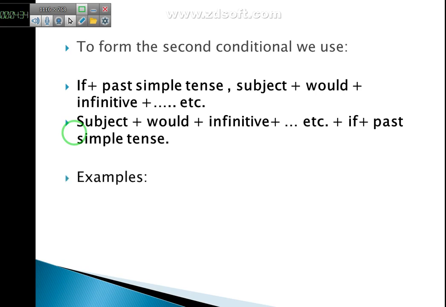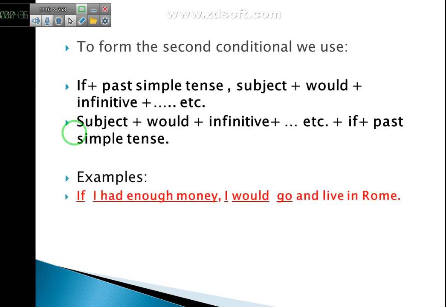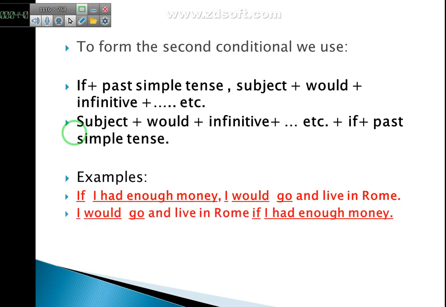Let's see the examples. If I had enough money, I would go and live in Rome. I would go and live in Rome if I had enough money. I hope you got it.